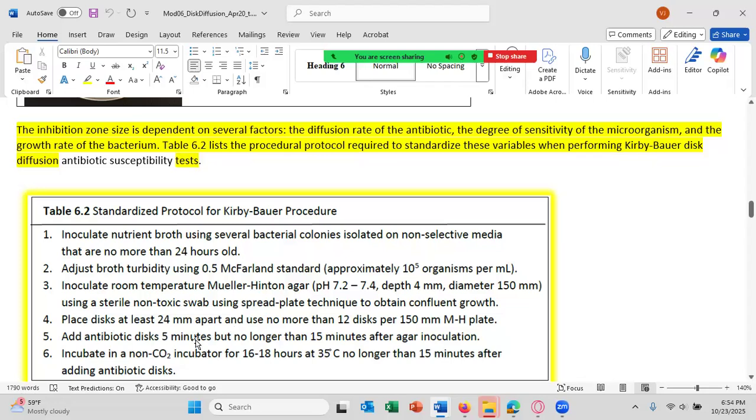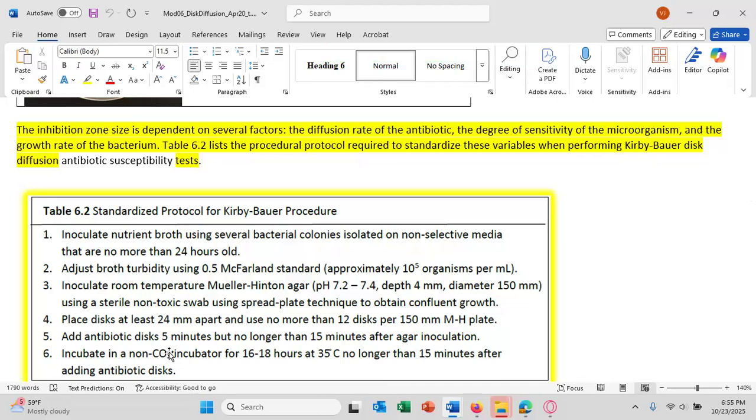You place the paper disc containing the antibiotic at least 24 millimeters apart from each other, no more than 12 discs per 150 millimeter plate. You then add the disc 5 minutes after you add the bacteria, but no longer than 15 minutes after you've added the bacteria to the agar. Meaning once you add the bacteria to the agar, you let the plate sit for at least 5 minutes.